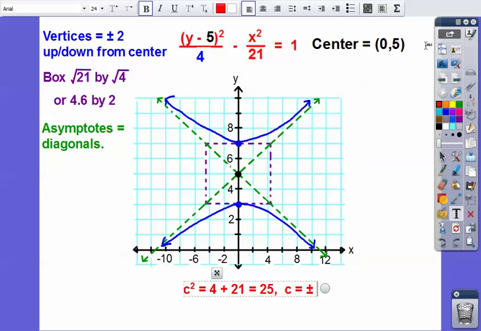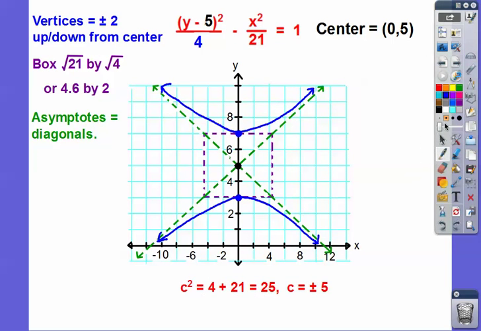Okay, plus or minus 5 from the center. So let's go ahead and graph those points. So the focus points are going to be plus or minus 5 from the center. So if we go up 5, there's 1, 2, 3, 4, 5. There's one focus point at 0, 10. And the other focus point is going to be 1, 2, 3, 4, 5 at the origin right there. Okay, so there's our two focus points at 0, 0 and then at 0, 10 right there.